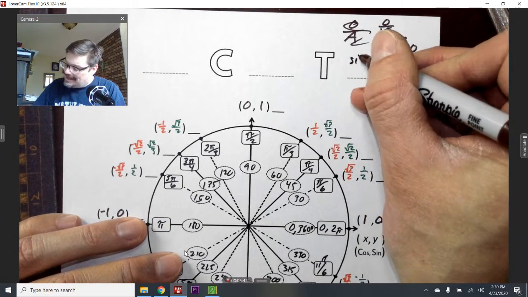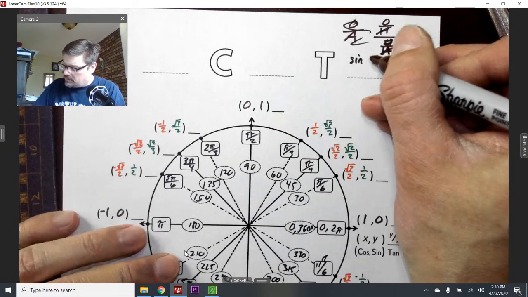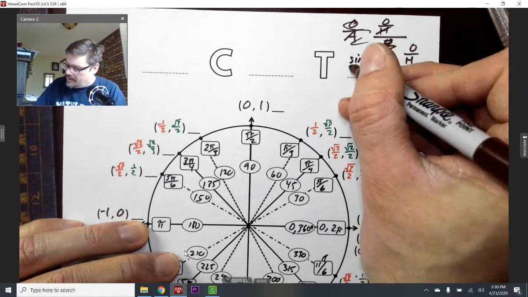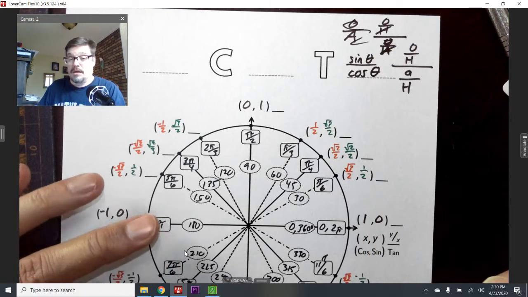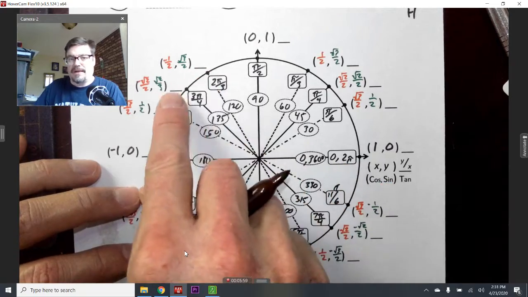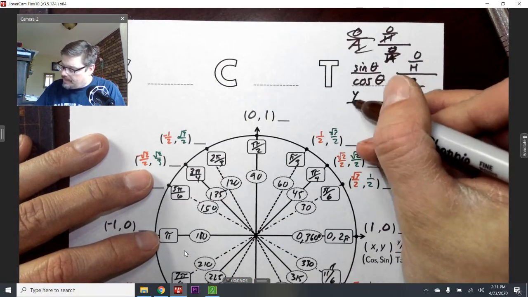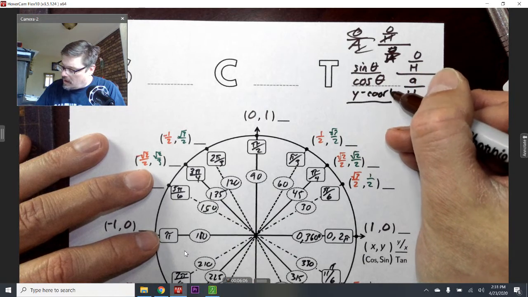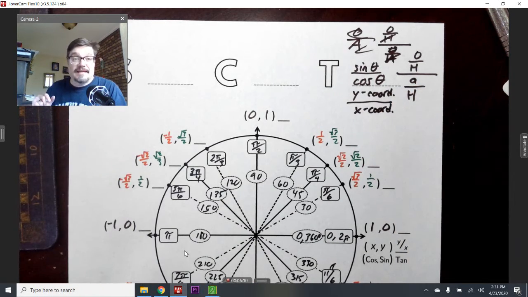So what this is here is the tangent of an angle. Okay, we'll just call that theta. Tangent is also sine over cosine. So what that really is, if you look at this, now notice we have this little blank spot here. What that means is if I take the y coordinate and put it over the x coordinate, I have tangent.